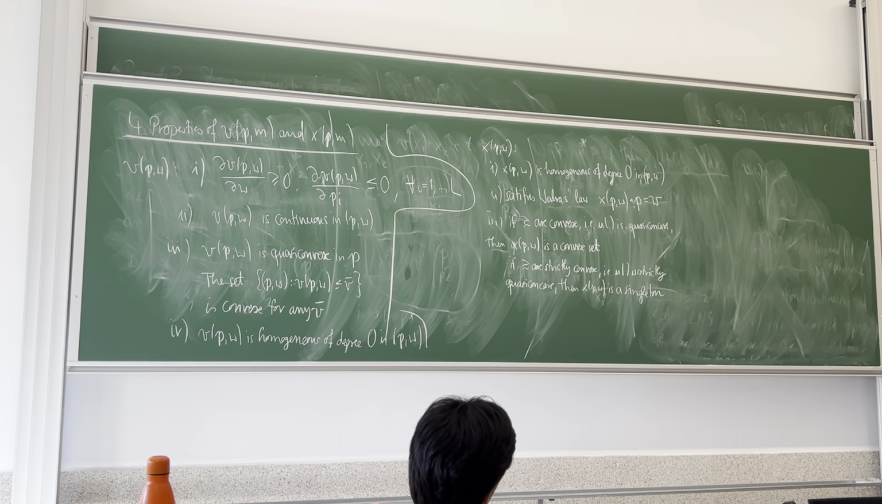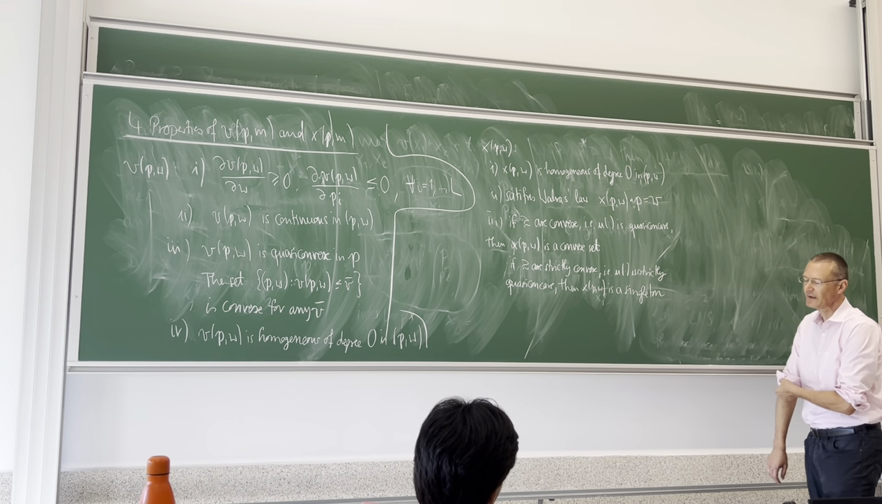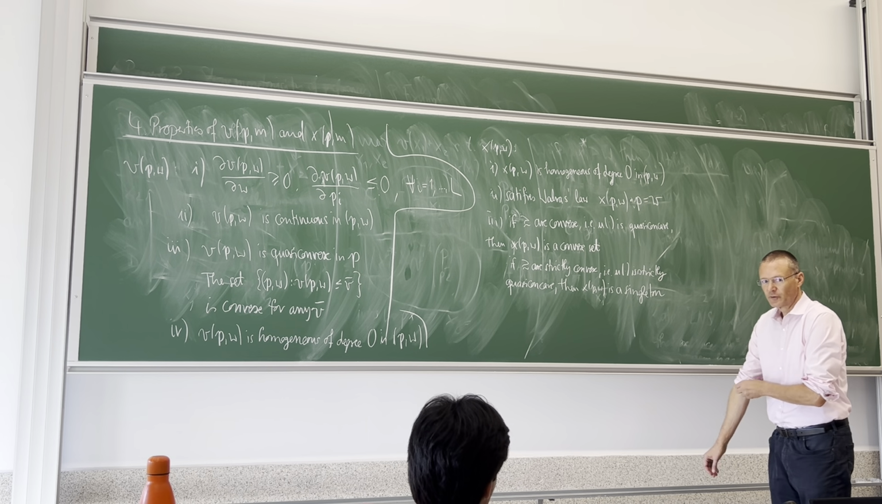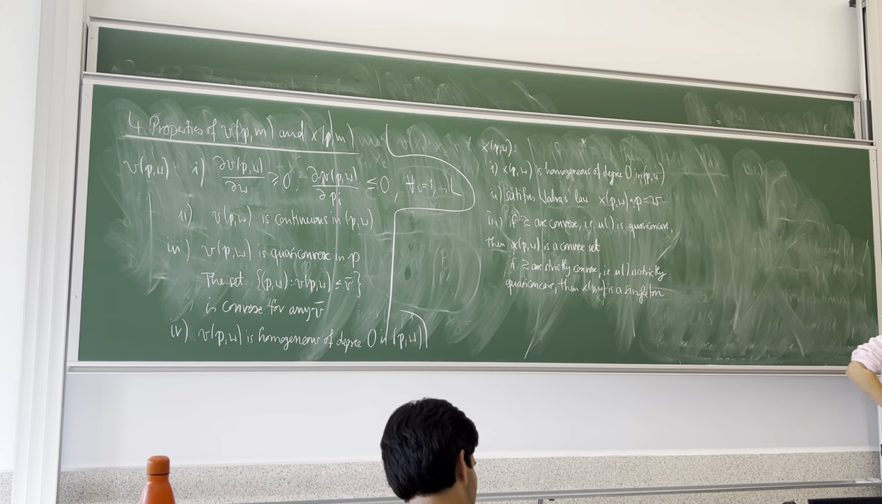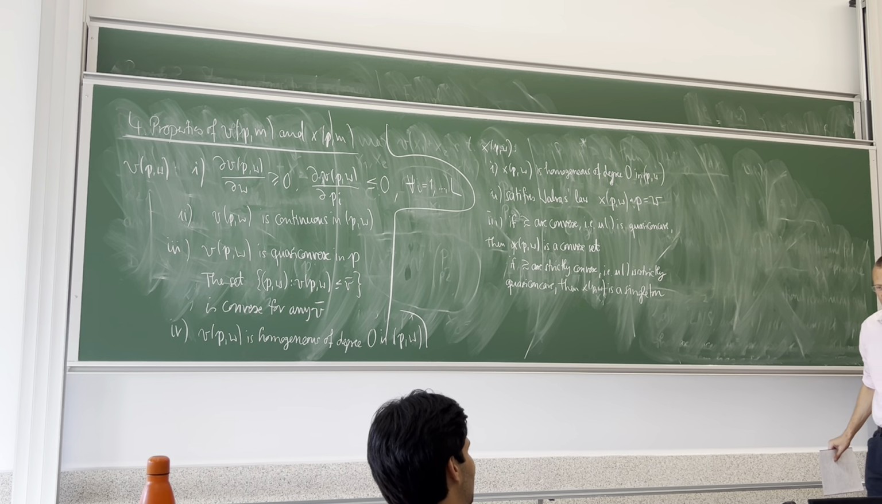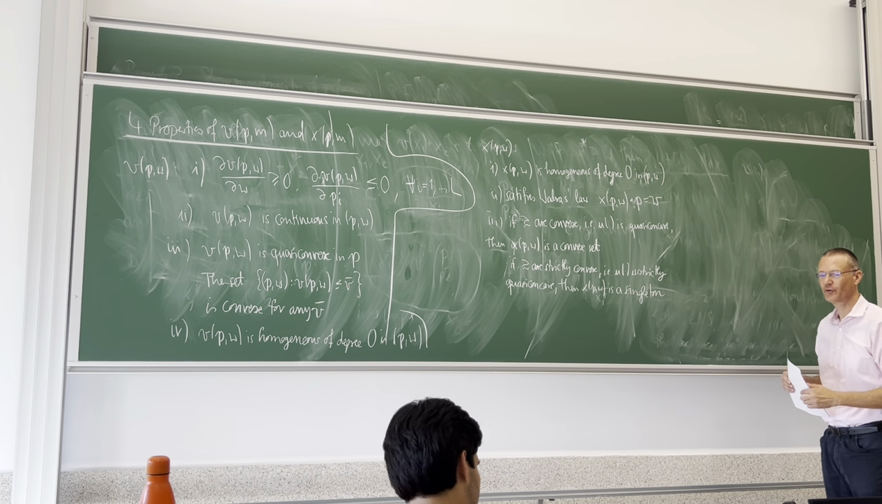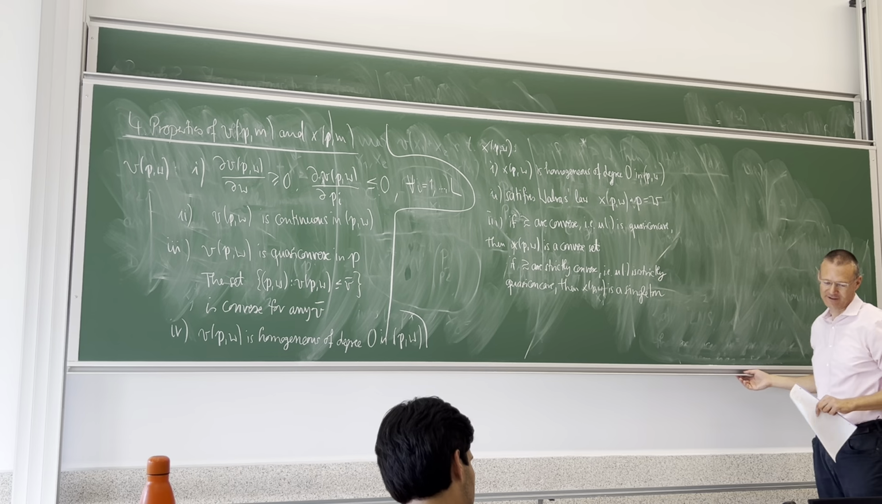Some of these properties we use later on. X(P, W) is a single what? Okay. It's a singleton. What's a singleton, professor? Point. A singleton is one single element.